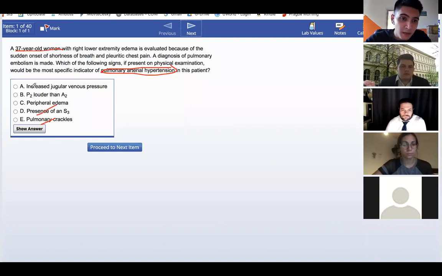Peripheral edema, increased venous pressure. These are signs that I would expect when you have a patient with right heart failure. So I can already exclude that. And P2 louder than A2 is going to be, out of those things, the most specific sign of pulmonary arterial hypertension. Again, I just wanted to show you some sort of format, how they ask it. And let me go to the next question.